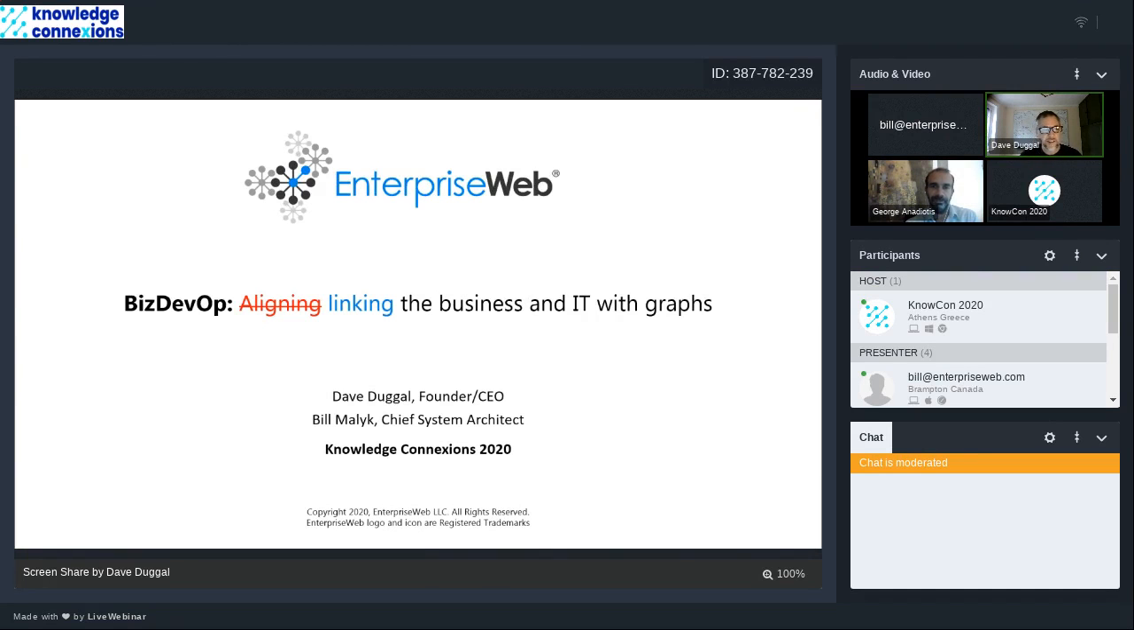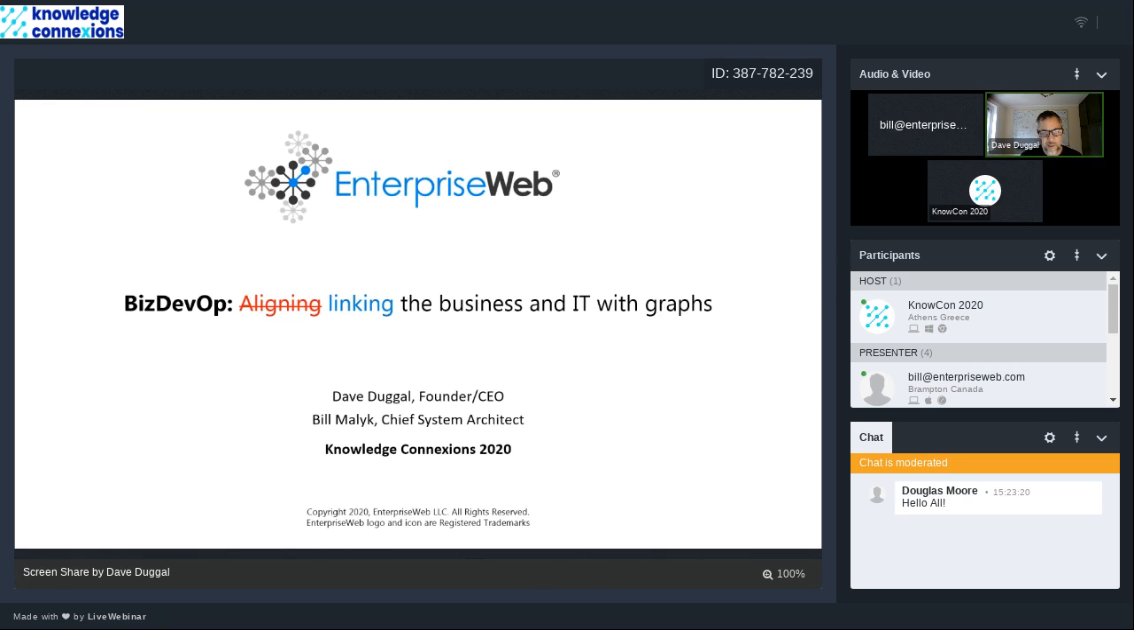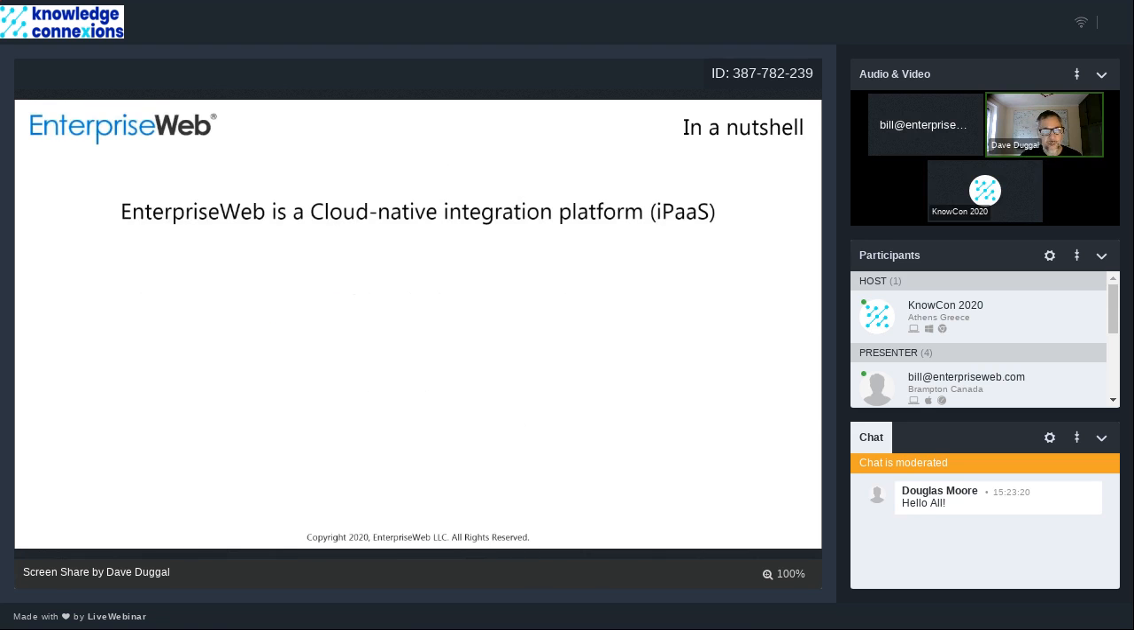So the topic is BizDevOps. I wrote it up originally as aligning the business and IT with graphs, but I think, of course, with graphs, it's more appropriate to say linking the business and IT with graphs. And we're going to present how we utilize graphs, what motivates us, and the capabilities and affordances that we offer. So first, let me set this up in a nutshell.